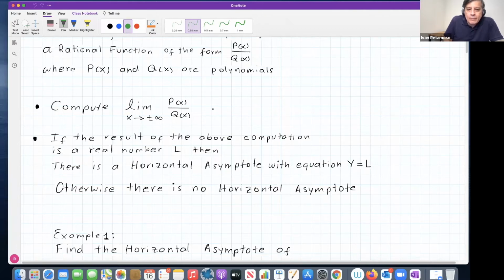If your limit is 0, y equals 0. If your limit is 3, y equals 3. If your limit is -5, y equals -5 will be the horizontal asymptote. Otherwise, you will say no horizontal asymptote. What is this otherwise? Let's say you take the limit and you get a symbol such as infinity or minus infinity. Then in that case, you say this function does not have a horizontal asymptote.